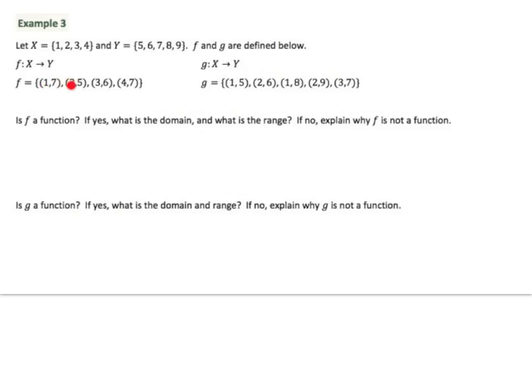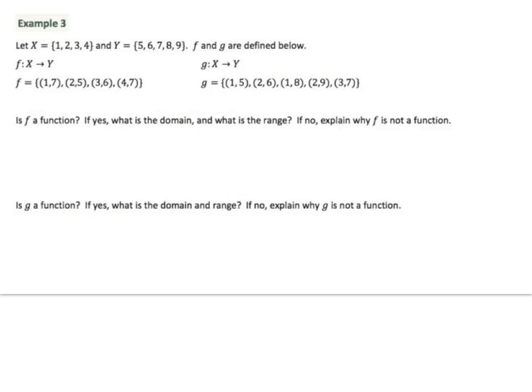X matches to y, x matches to y, x matches to y, yada yada. I mean, it's not in order. They're telling you what the function is defined at. Then I've got g, x goes to y. So all of these are where your function is defined. So is f a function? If yes, what is the domain and what is the range?